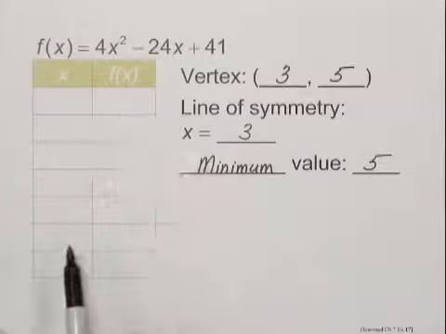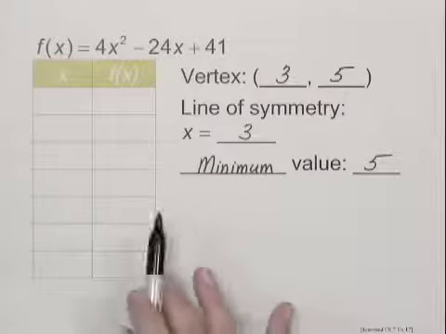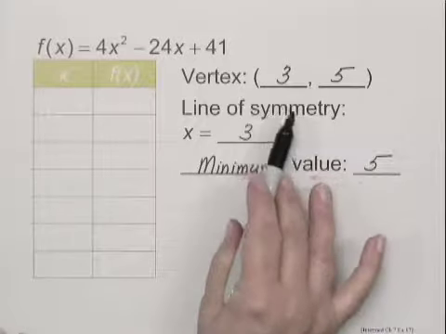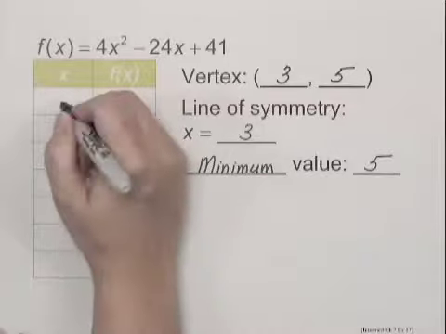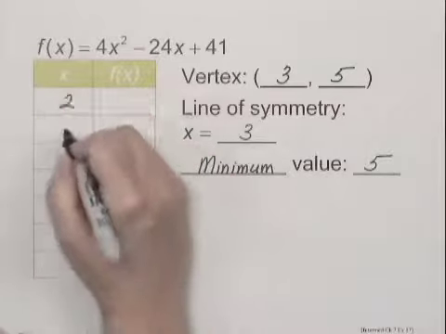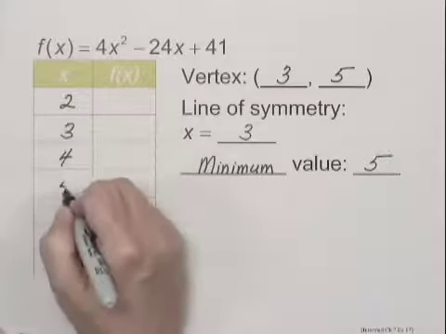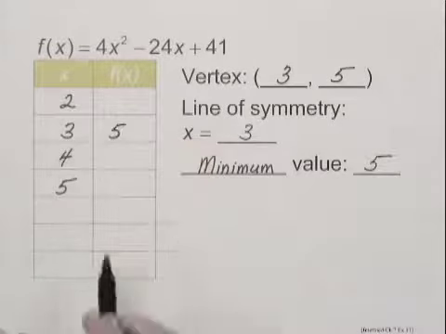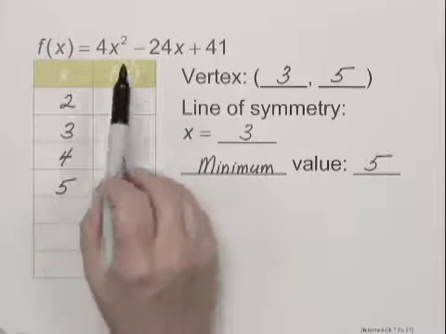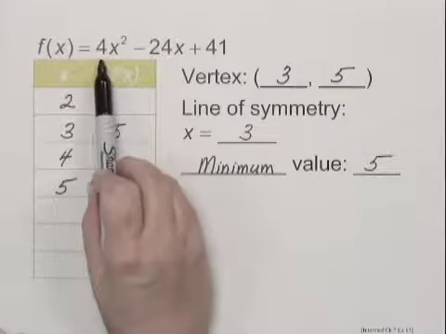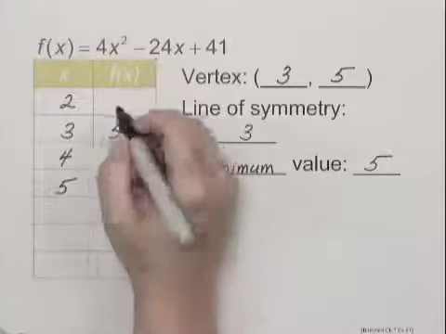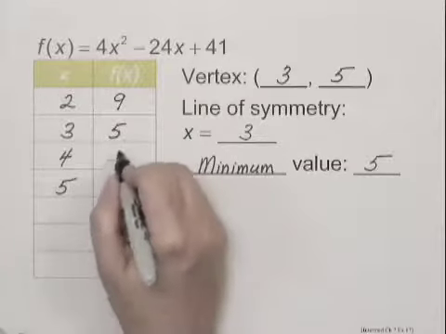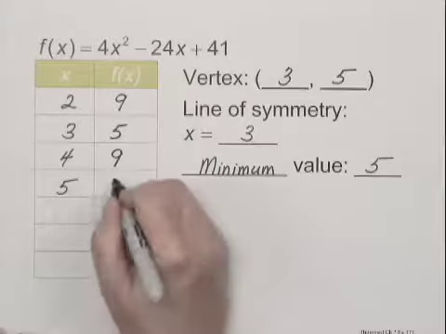Now I'm going to choose a few points here. I already know the basic shape of the graph. It's a parabola opening up. I know the vertex is (3, 5), so I'll choose some x values on either side of the vertex. I'll choose 2, and then I'll go ahead and write in the 3, and then we'll do 4 and 5. I know that f of 3 is 5 because that's the vertex. To find f of 2, I simply substitute 2 into the equation 4x squared minus 24x plus 41, and I get 9. Similarly, f of 4 would be 9, and f of 5 would be 21.